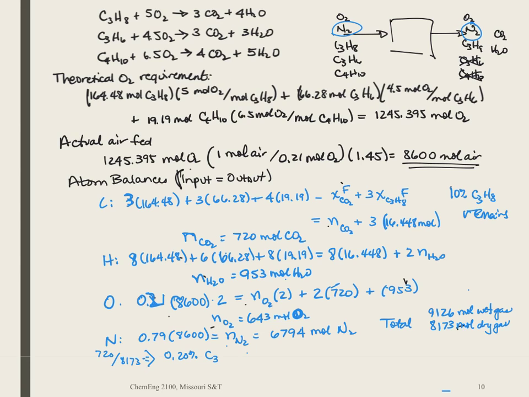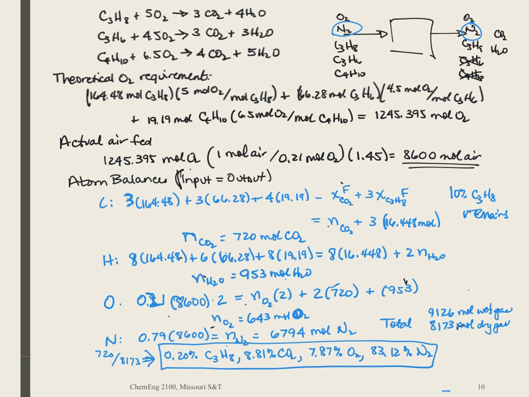Well, sorry, I did CO2 first and I'm writing down C3H8 first. So C3H8, 0.20%, 8.81% CO2, 7.87% O2, and 83.12% N2 is the ORSAT analysis of my final product.